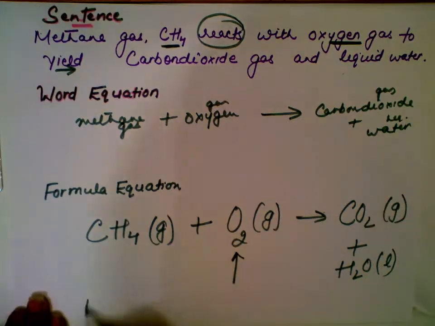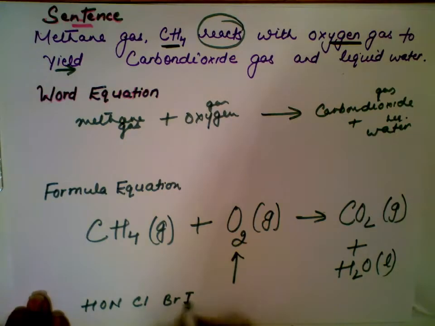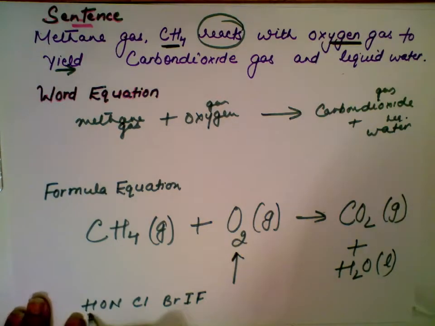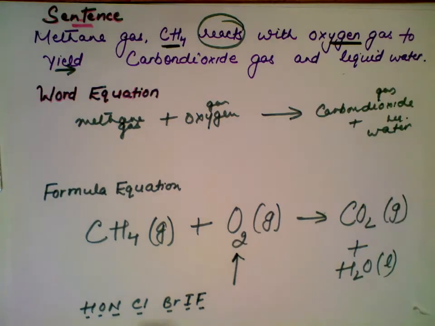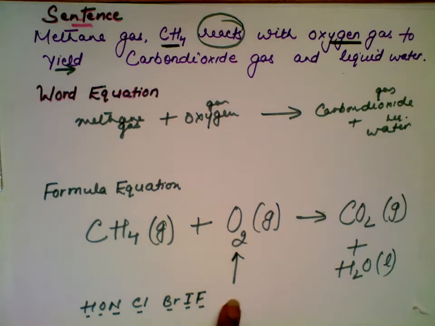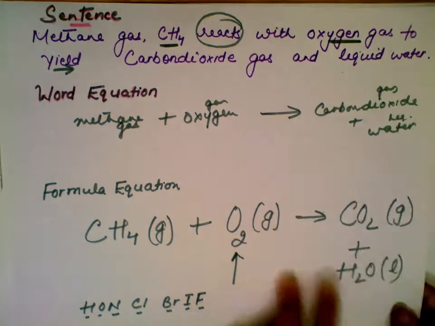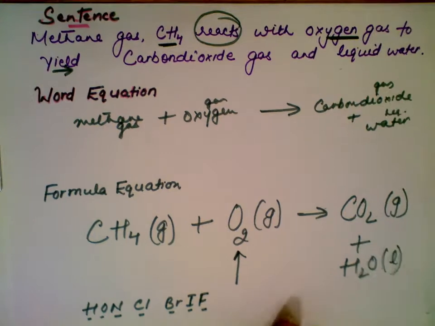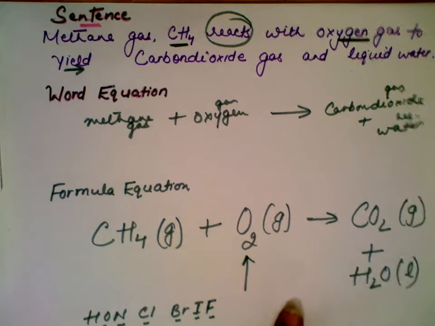Remember that Hunkel brief? That was the mnemonic we learned in class. So hydrogen, oxygen, nitrogen, chlorine, bromine, iodine, fluorine. Whenever they're by themselves, you always have to show them as diatomic molecules when you're writing the equations, because that is the more stable form. Okay.